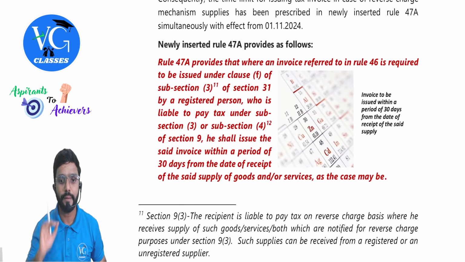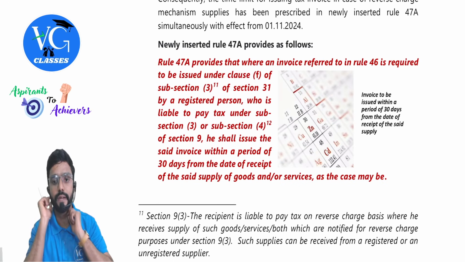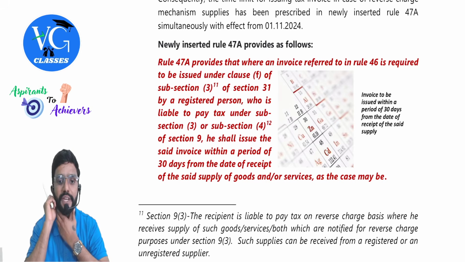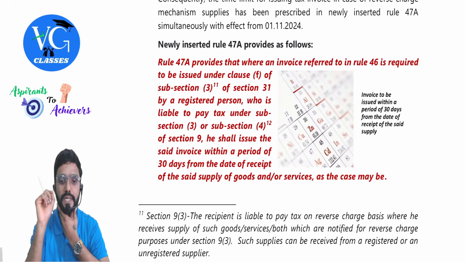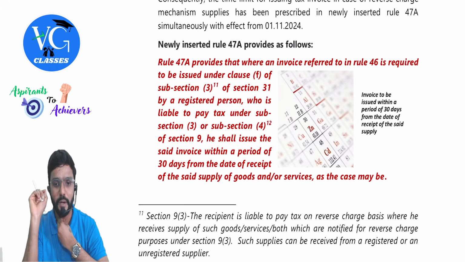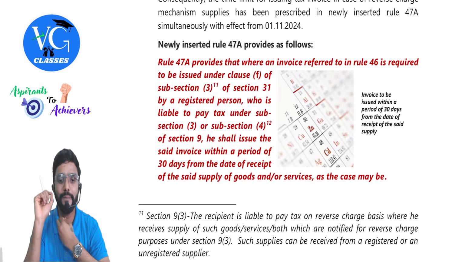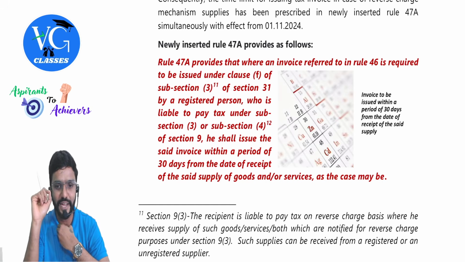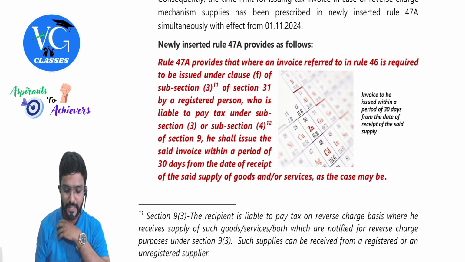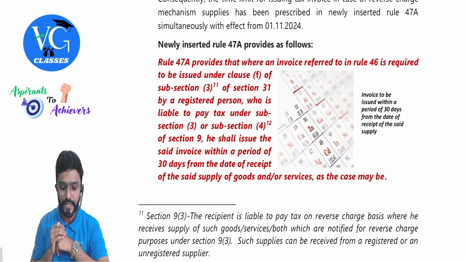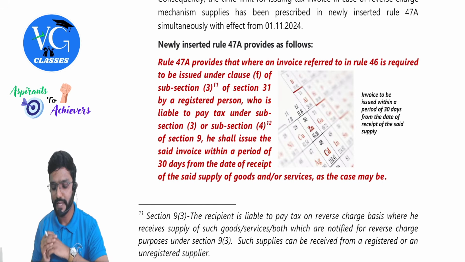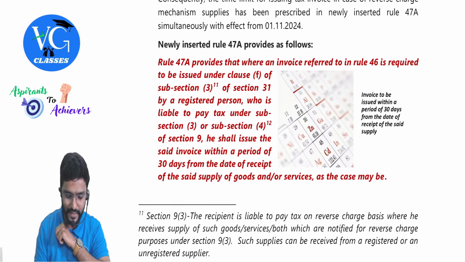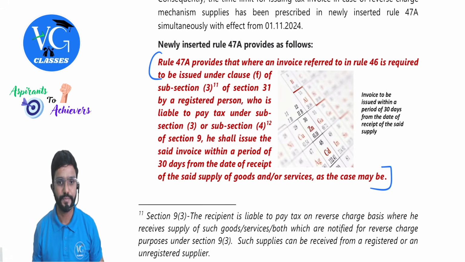Rule 47A provides that where an invoice referred to in Rule 46 is required to be issued under clause F of subsection 3 of section 31 by a registered person who is liable to pay tax under subsection 3 or subsection 4 of section 9, he shall issue the said invoice within a period of 30 days from the date of receipt of said supply of goods and or services, as the case may be. This is what is important, guys, ultimately.